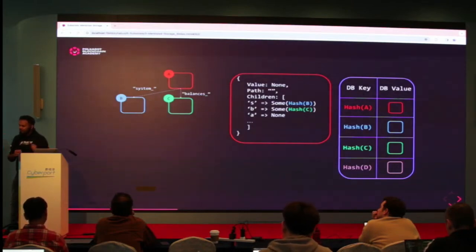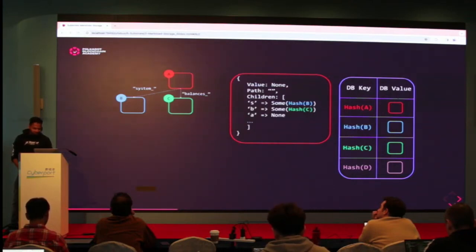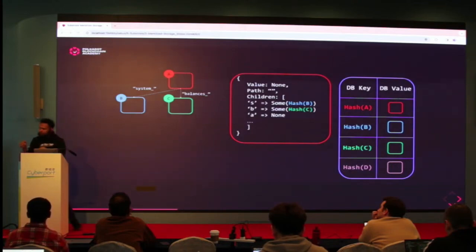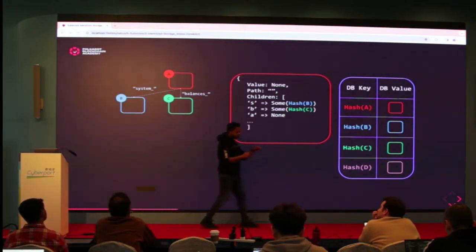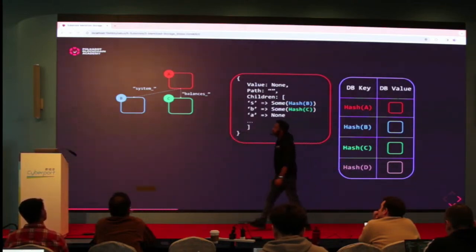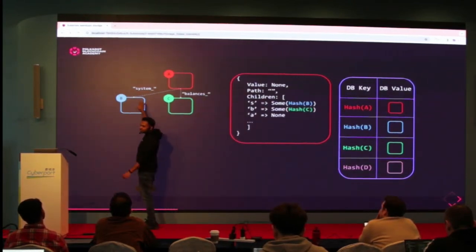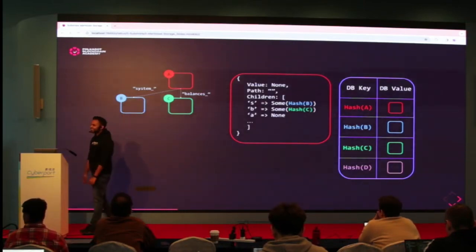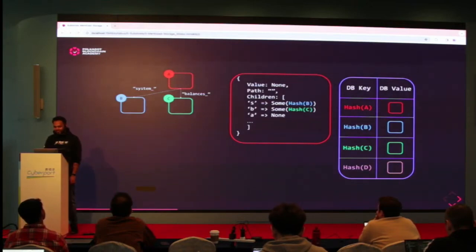We don't care about the system. I see the color blue here, and I see hash B. No, you don't. That's showing the database. The blue on the left is the system, and we don't care about this. There is this child S, we don't care about it. Then why is it in the children? In the children, S equals some hash B. If we wanted to query system underscore, we would also go through the same thing, right?